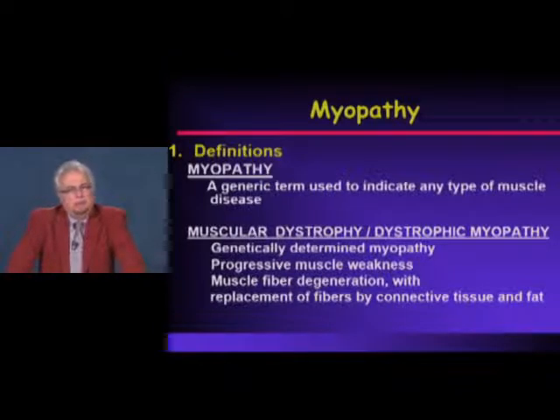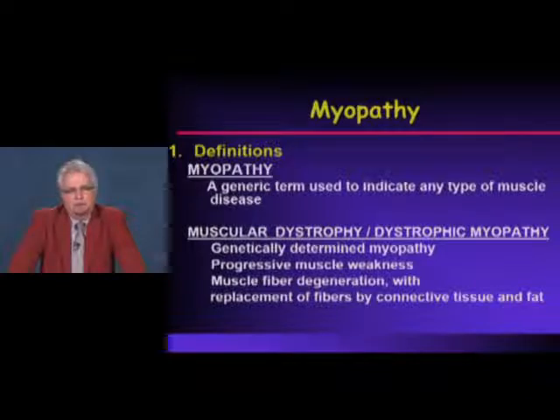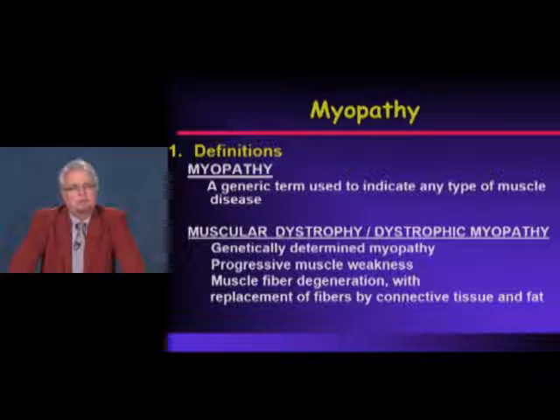I will start with the definition of myopathy and muscular dystrophies. Myopathy is a generic term used to indicate any type of muscle disease. Muscular dystrophies, or dystrophic myopathies, are genetically determined conditions characterized by progressive muscle weakness, muscle fiber degeneration with replacement of fibers by connective tissue and fat.